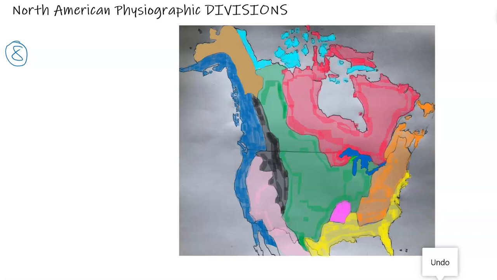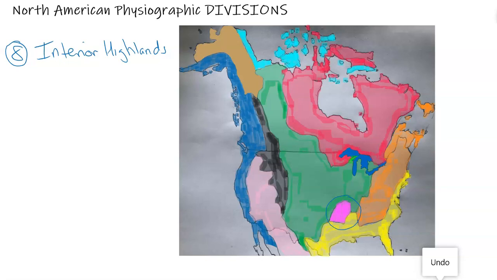The next division, as you can see by this little pink area right here, is the smallest in terms of land area. It is called the Interior Highlands. This is an uplifted area of higher relief and higher elevation between the Appalachian Mountains and the Rockies, nestled in between the coastal plain division and the interior plains, between the interior lowlands right here and the Great Plains to the west.